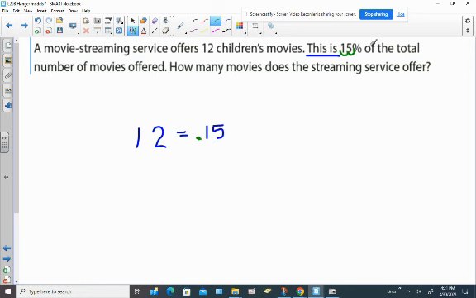And then of the total number of movies. So how about we do t for our variable? This means that this is being multiplied, right? Of means multiply.